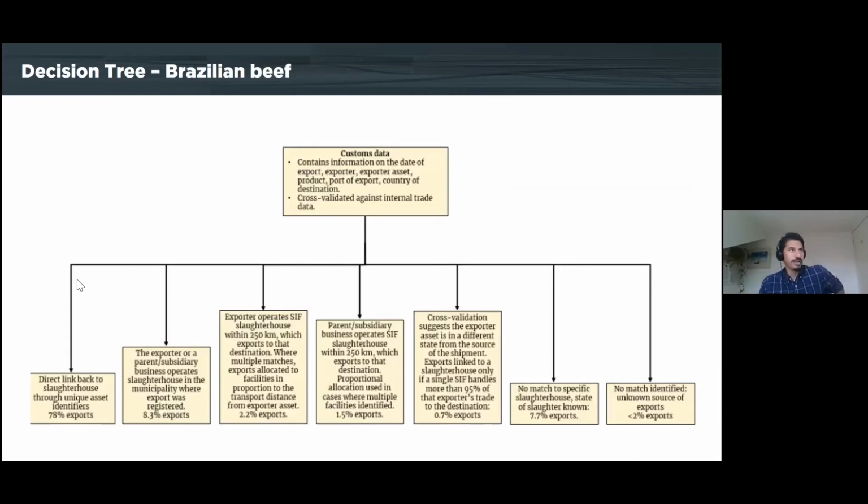In the case of beef, for example, in the customs data, we can link directly to the slaughterhouse by a unique asset identifier, a unique code, in 80% of the exports from Brazil. And about 8% is where we know that the parent or subsidiary business operates as a slaughterhouse; that company that is exporting operates as a slaughterhouse in a given municipality. So I would say that about 85% in the case of beef, back to the slaughterhouse, is pretty data-driven. As I said, it's just bringing the data together and making it more digestible for visualizing it.